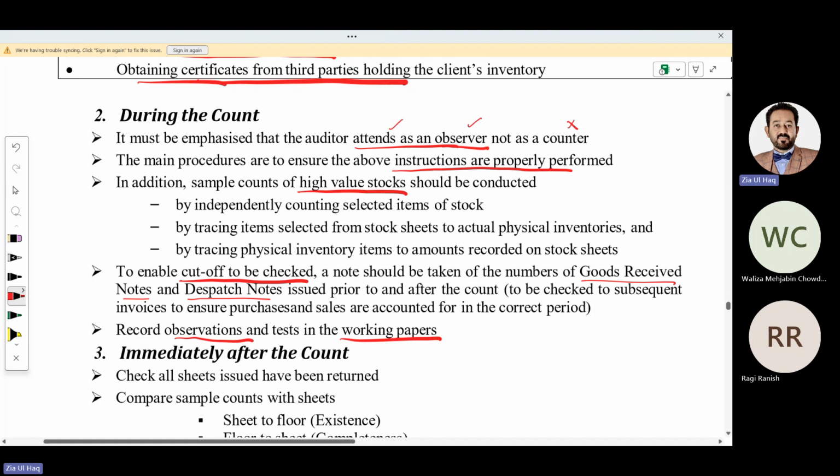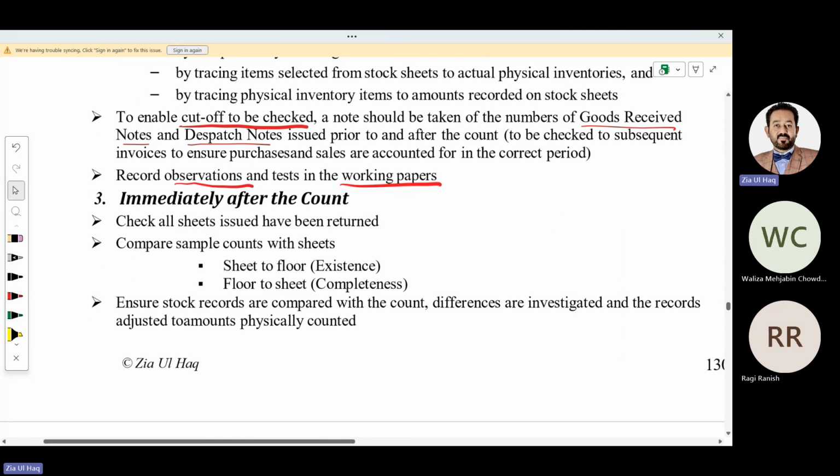Perform cutoff testing to ensure inventory movement is recorded in the correct period. And we need to record all the observations into the working paper. And there are some procedures that we need to perform immediately after the count has been completed.